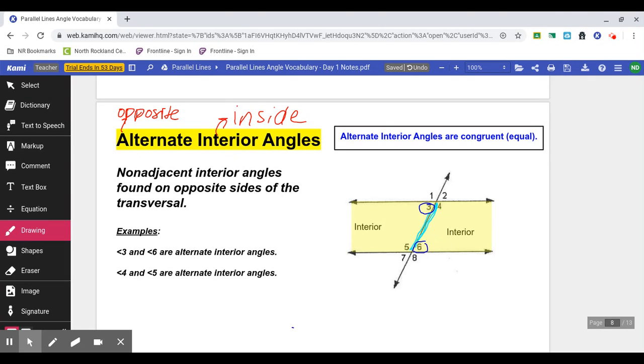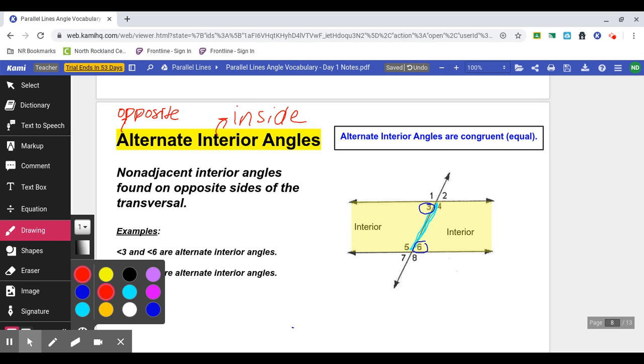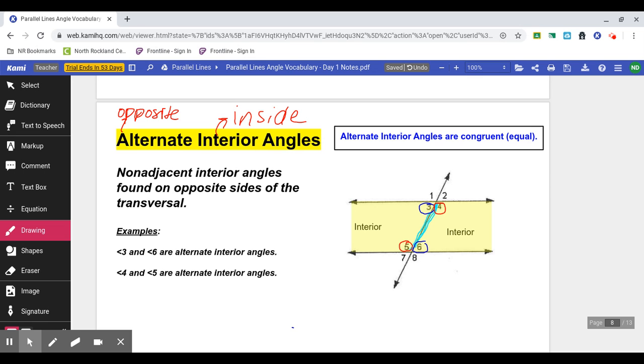Okay, because they're on the inside or the interior of those parallel lines, and they are on opposite or alternate sides of the transversal. Okay, then we have angle 5 and angle 4. Angle 5 and angle 4 are also on the interior of those parallel lines. They are also on alternate or opposite sides of the transversal, making angle 4 and angle 5 alternate interior angles.